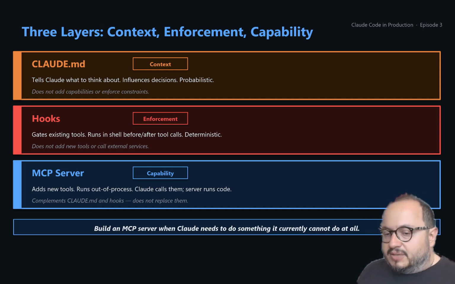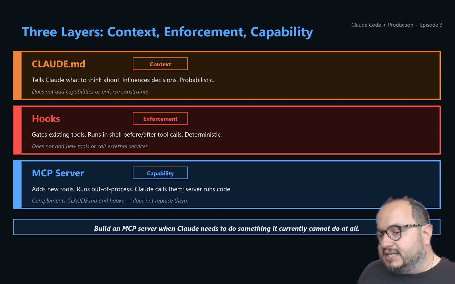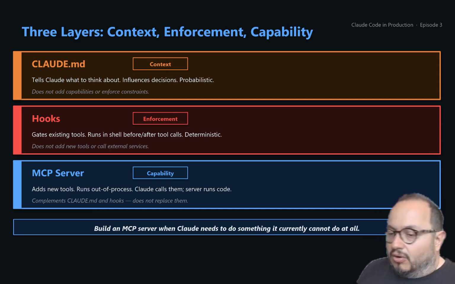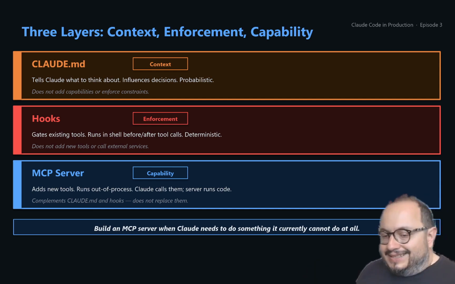The architecture matters here. MCP servers are out of process. They run as a separate process that Claude Code communicates with over a local socket or subprocess pipe. Claude cannot see the server's internals. It only sees the tool name, the input schema, and the return value. This is the correct boundary for adding external capabilities.